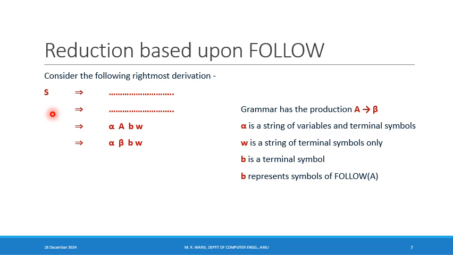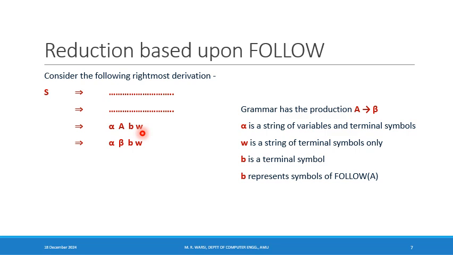So here I have an example of the rightmost derivation. We are starting the derivation from the starting variable capital S, and let us assume that after some steps of the rightmost derivation, I obtain the right sentential form alpha capital A small b and w. In this right sentential form, alpha is a string consisting of variable as well as terminal symbol. Capital A is the variable of the grammar, and small b is the terminal symbol, and w is a string consisting of terminal symbols only.